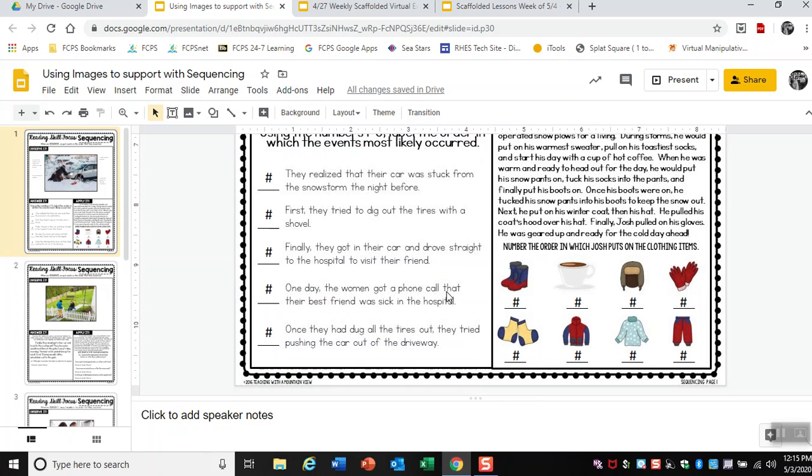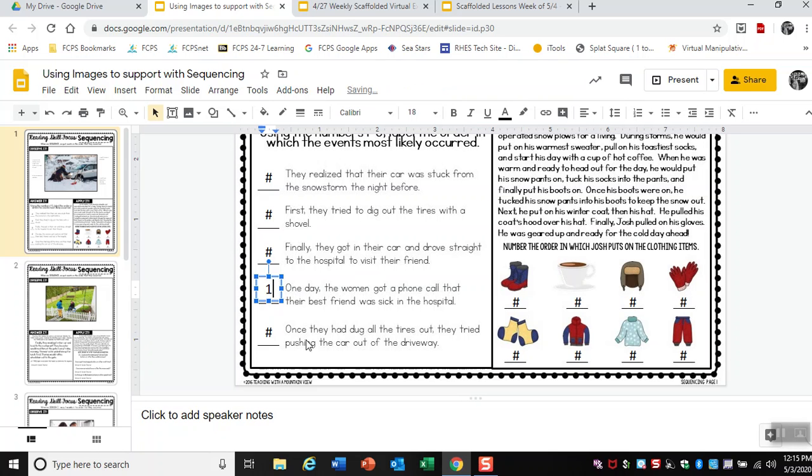One day the woman got a phone call that their friend was sick in the hospital. Once they had dug out all the tires, they tried pushing the car out of the driveway. So first thing we're going to do is we're going to figure out what happened first. So I'm thinking here, I know it's definitely not going to be finally. I think what might happen first, although this says first, I think what would have happened was that they got a phone call that their friend was sick at the hospital. So I'm thinking that that might have happened first.